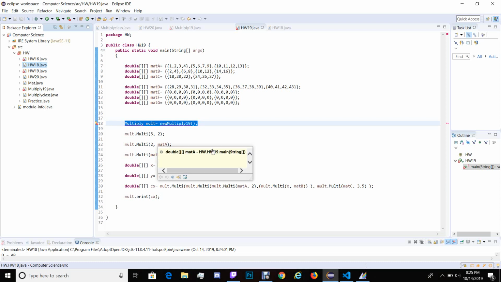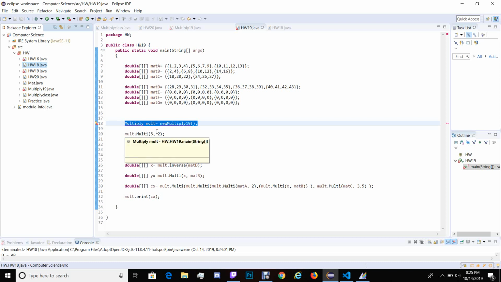we're going to be using different classes, I guess, in another class. So like right here, we have this multiply class, and then we're making a new class within this one, and we have different functions like multi 5 times 2. We have 2 times mat A, which works as a scalar, and we have C times 3.5. And basically, this is what's going on here. We have a bunch of multiplication things.